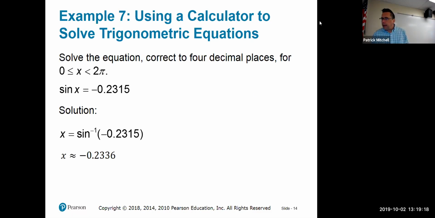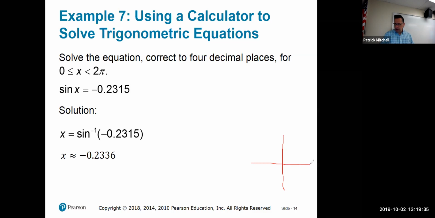0.2336. Now I need to draw you a picture, because that negative 0.2336 is not going to be one of my solutions. And let me tell you why. Remember, the inverse sine always gives you an angle between negative pi over 2 and pi over 2. So if that angle happens to be negative, I need to switch it over to the coterminal angle that is positive.